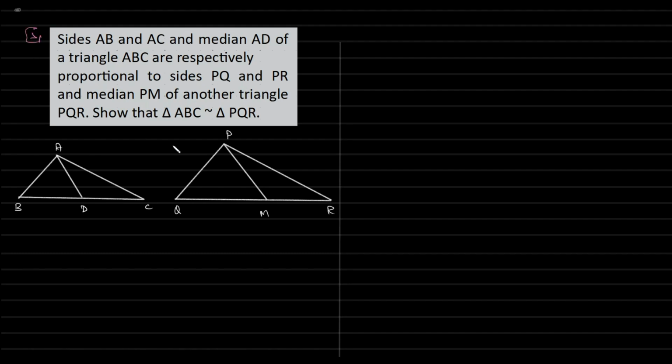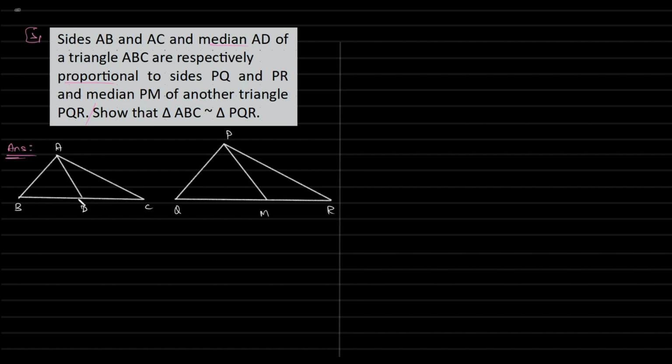Side AB and AC and median AD of a triangle ABC are respectively proportional to PQ, PR, and AM of the triangle PQR. Show that triangle ABC is similar to PQR. So first thing first, the diagram is there. Guys, in this thing, let me explain proportion and median.